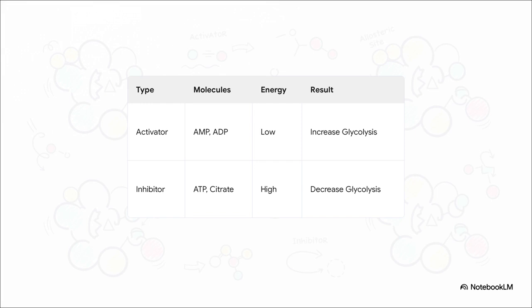But check out the bottom row. When you have high energy, ATP and citrate are abundant, and it's actually amazing when you think about it. ATP itself acts as an inhibitor. It binds to the allosteric site of PFK1 and says, whoa, we have plenty of energy, hit the brakes, slow glucose breakdown. It manages the pathway purely based on the cell's immediate energy levels.